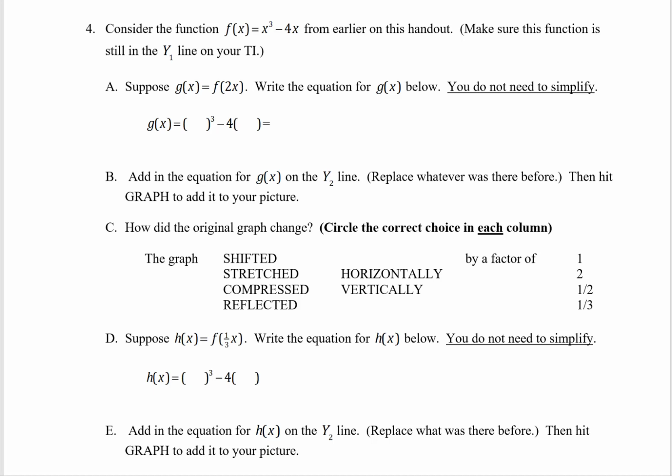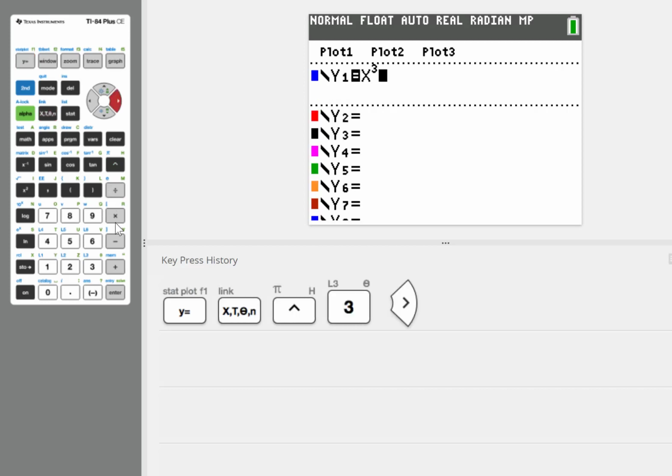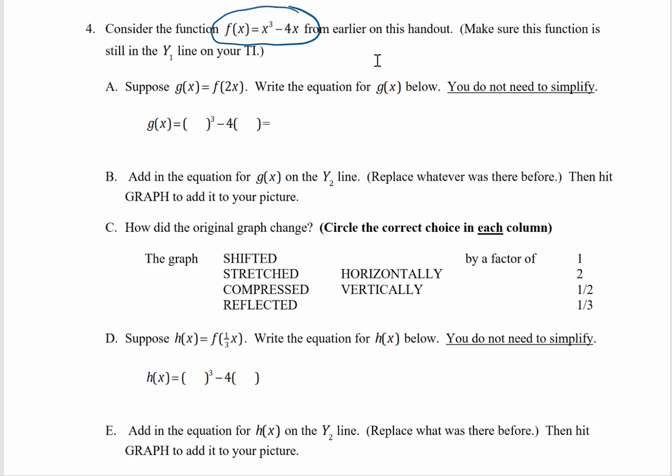Problem number 4. So we're back to the original function, f of x equals x cubed minus 4x. Let's put that in the calculator. So I'll go to the y1 area and put back in that x cubed minus 4x. And now we're going to make another new function called g of x, and this new function is f of 2x. So this time, instead of multiplying a number on the outside, I'm multiplying a number on the inside.